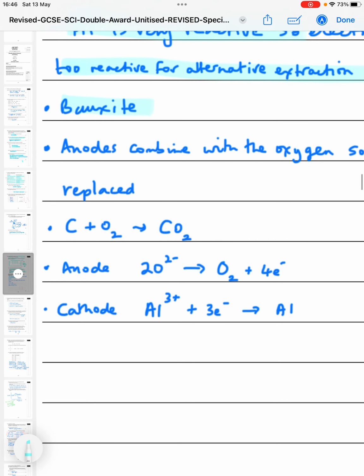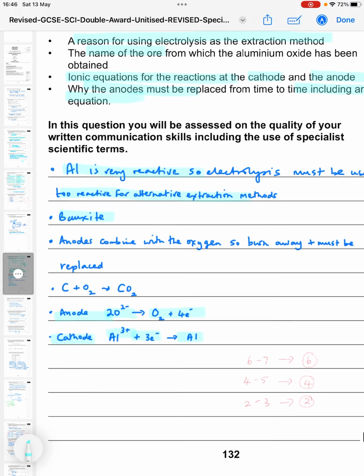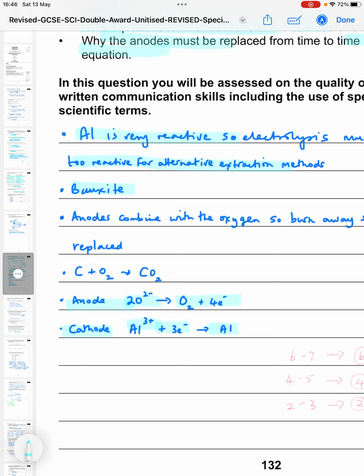And then ionic equations for the cathode and the anode. I put these slightly out of order, but at the anode, you have the oxide ions, O2 minus, going to oxygen gas, O2, so it's 2O2 minus gives you O2 and 4 electrons. And then at the cathode, we have the aluminium ions, Al3 plus, plus 3 electrons, giving you aluminium metal.